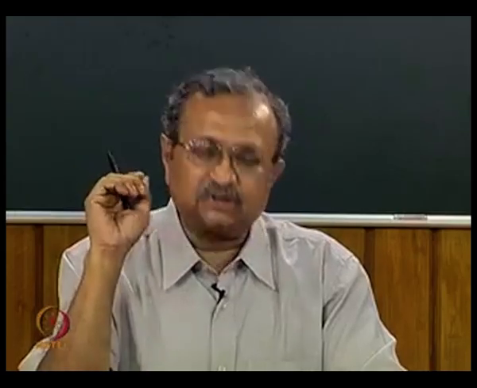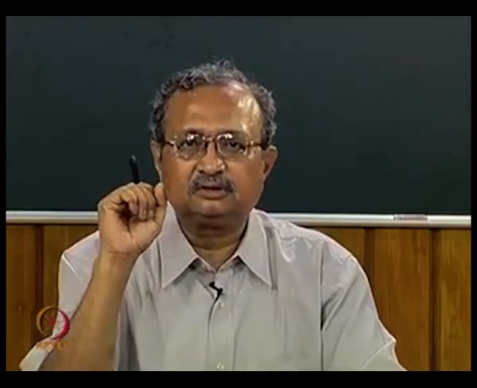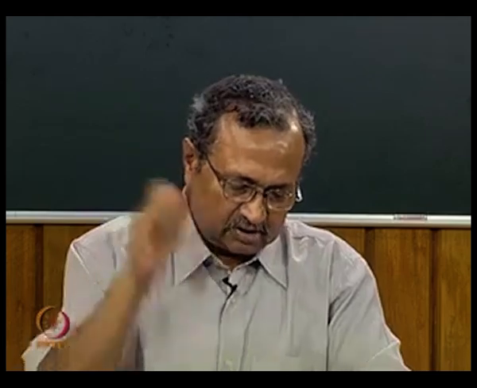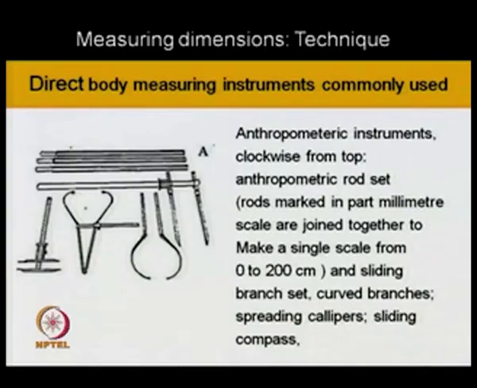Now, we will see some of the measuring techniques. Now, the direct body measuring requirements, that is, the instruments commonly used, are a set of anthropometric instruments. If we see from the clockwise movement, first, from the top, this is the anthropometric rods.